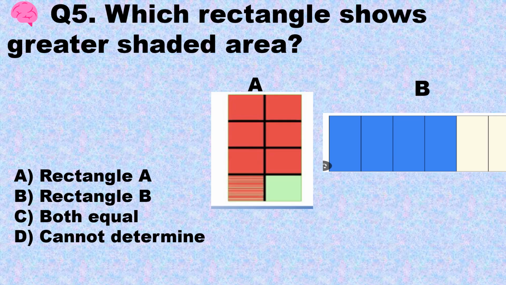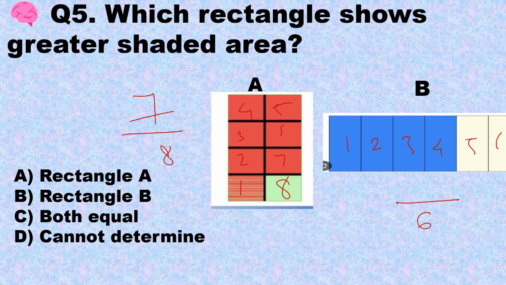Which rectangle shows the greater shaded area? So see which rectangle is greatest. See, first we will calculate. Okay, so here 1, 2, 3, 4, 5, 6, 7, 8. So this has a total of 8 equal parts, and how many parts are shaded? 7 parts are shaded. So it is 7 by 8. Here 1, 2, 3, 4, 5 and 6. Okay, 6. So in rectangle B, total equal parts are 6 and 4 are shaded.